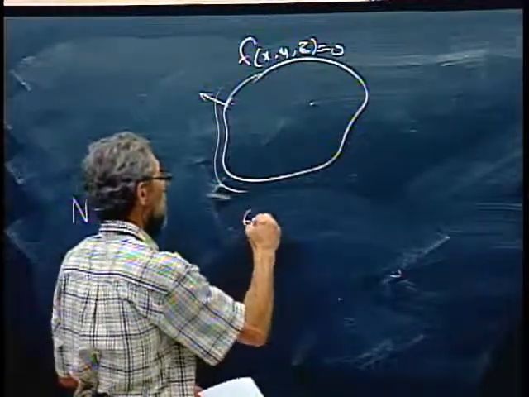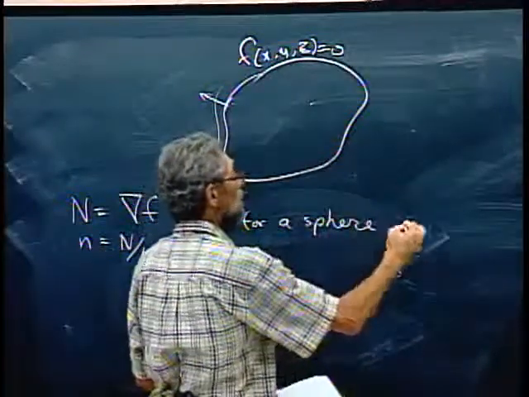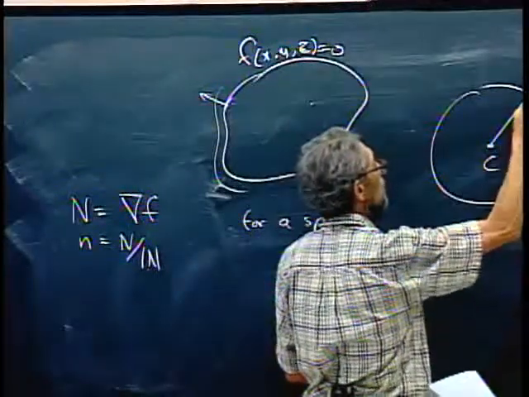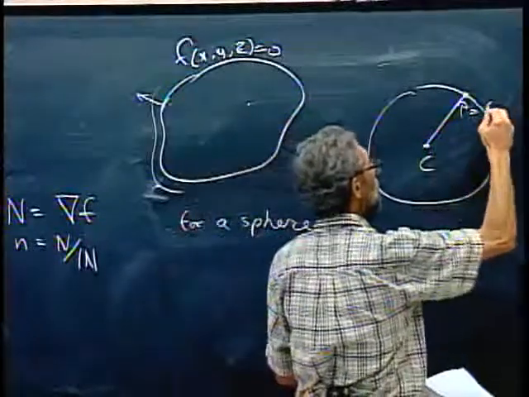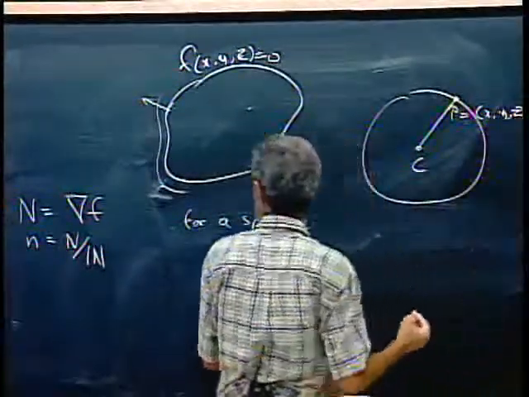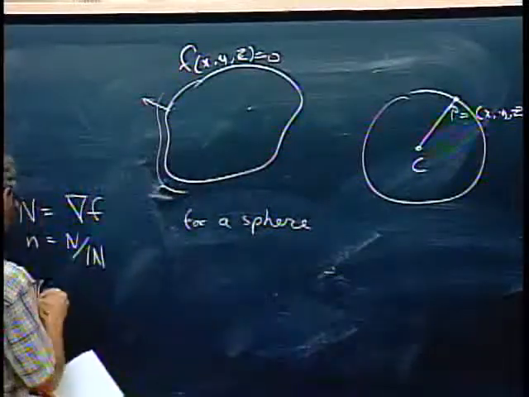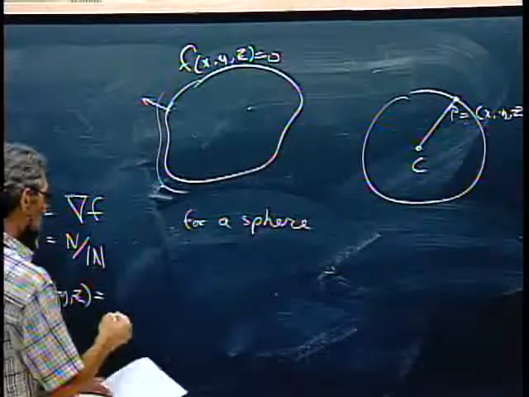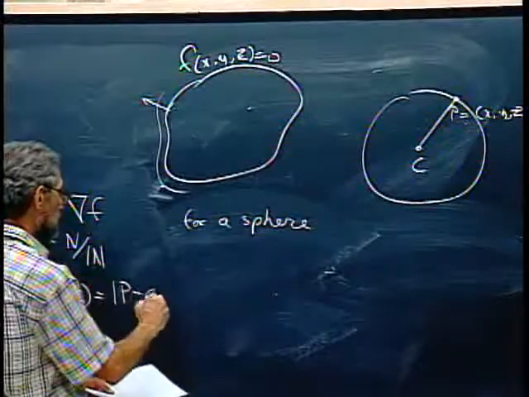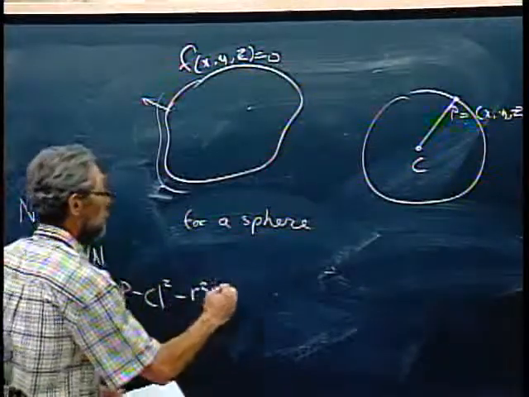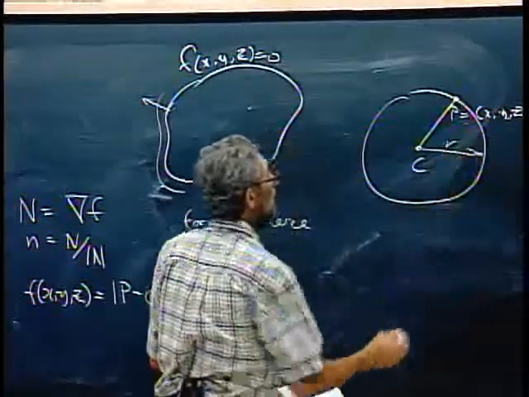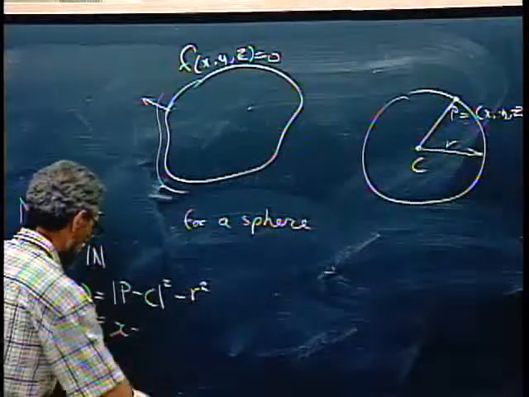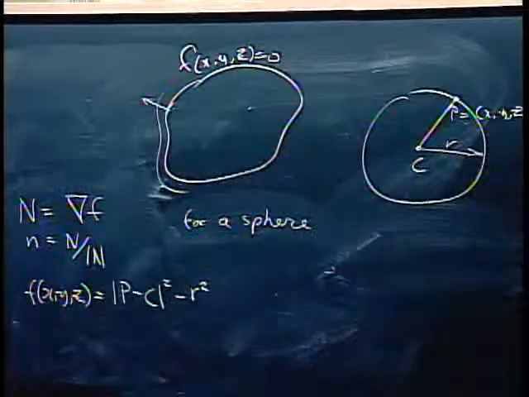So for a sphere, now we have this perfectly round sphere with a center C, and we have some point, say, P, on the surface of the sphere, which has coordinates x, y, z. I guess the equation of the sphere is f of x, y, z. What I said before, it was |p minus c| squared minus r squared, where r is the radius. And I can write this out on the next board so I have room to write the gradient.